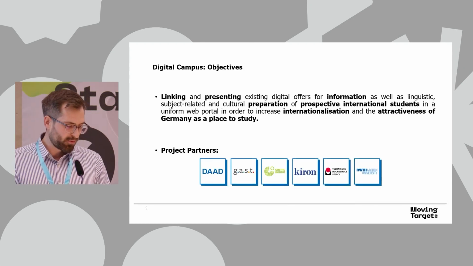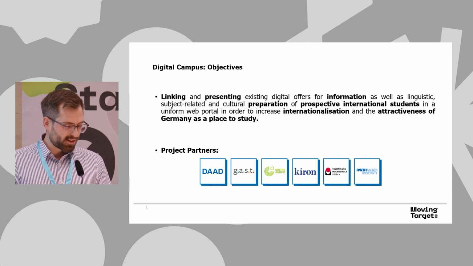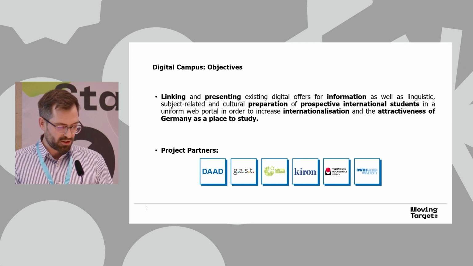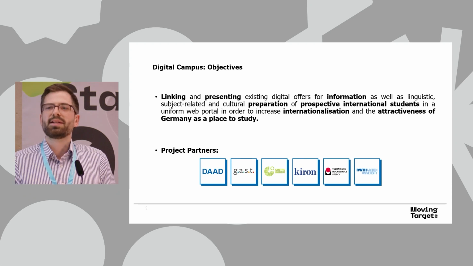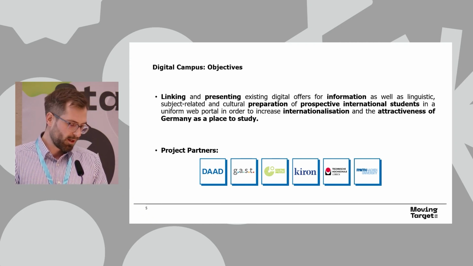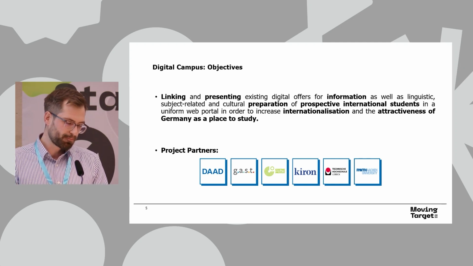Digital Campus is a platform for study preparation on which we are linking and presenting digital offers such as educational services, courses and language classes and more. There are different types of content: information, orientation services on finding a suitable study program, or offers for study preparation, as I said, language or subject related and culture related. So like, what is it like to study at a German university? What sets a German university apart from other international institutions, for example? The aim is to increase internationalization and the attractiveness of Germany as a place to study.